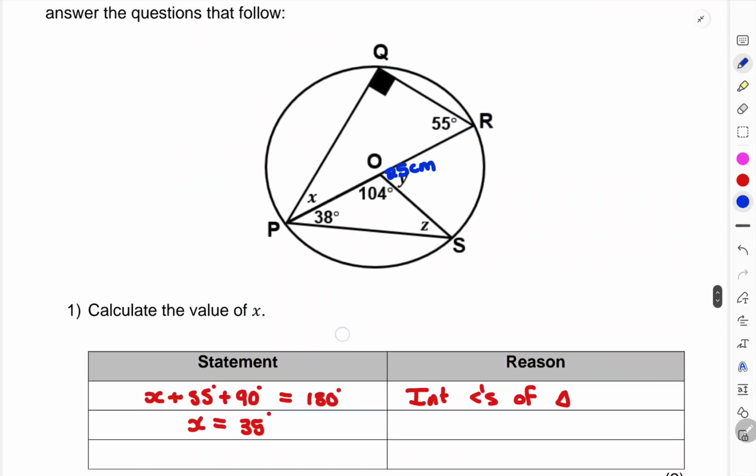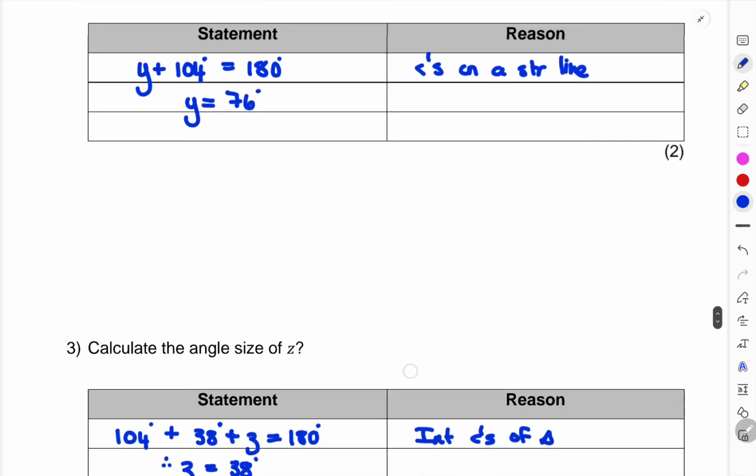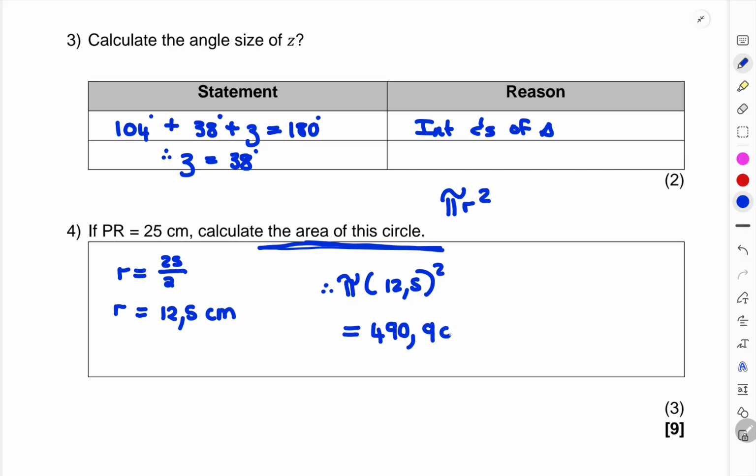Okay, so now they say to you PR is 25. What do we need? We need the radius, which would be half of 25. So I'm going to say the radius is 25 over 2. So the radius is going to give you 12,5 centimeters. And then if I pop that into my formula, I should get 490,9 centimeters. And because it's the area, it's going to be in centimeters squared.